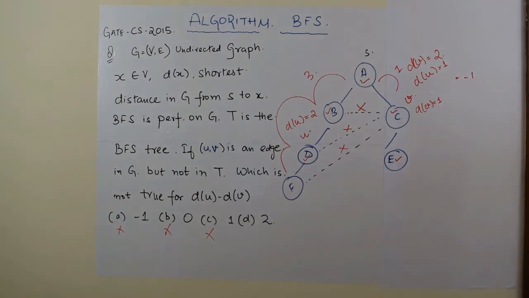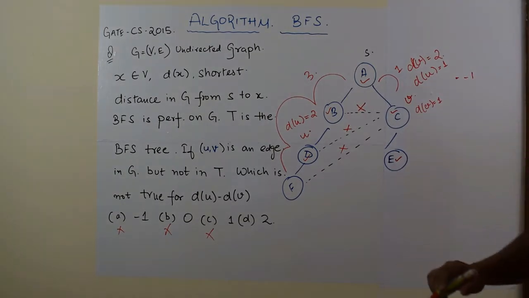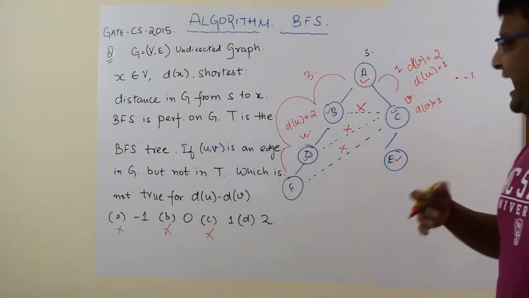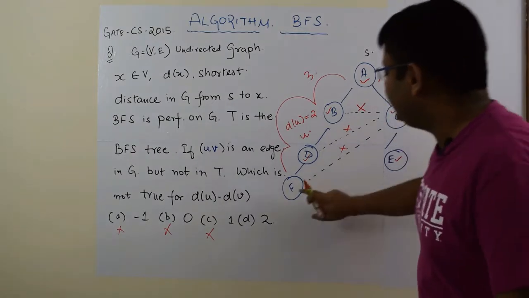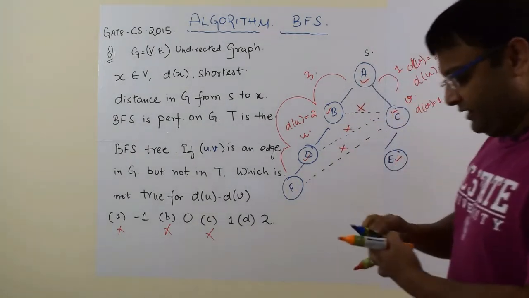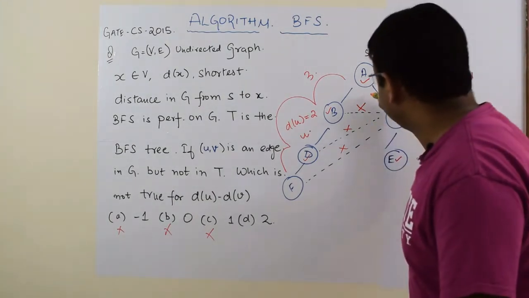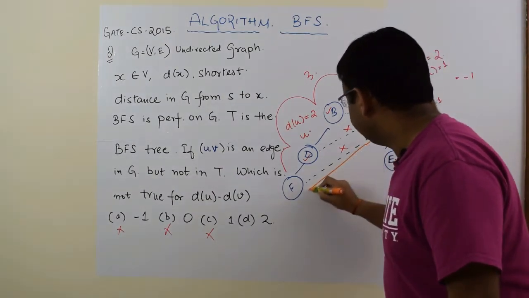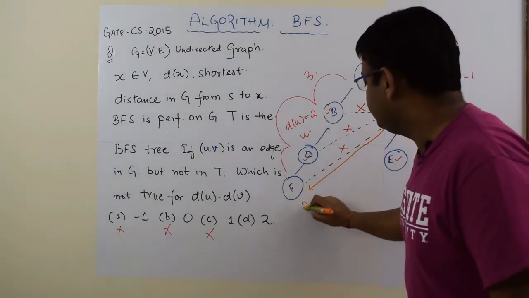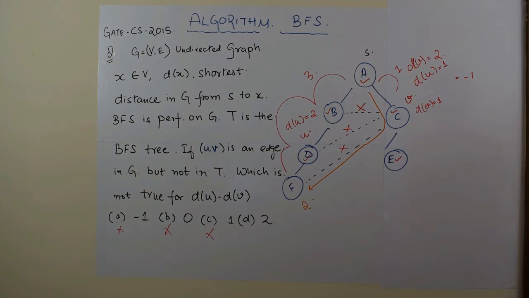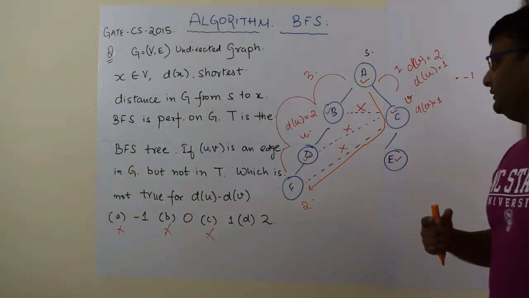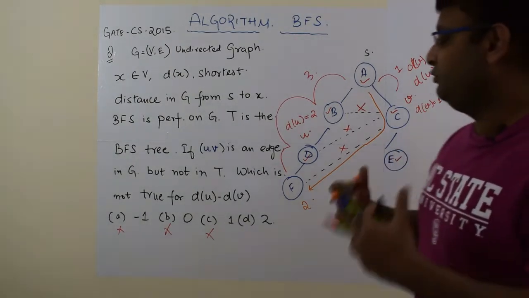But would it be possible? No. Because I am saying that 3 is my shortest distance, but I myself will be contradicting, because I can reach F from S via a shorter route. What would that route have been? It would have been nothing but this route, because the distance from this would have been 2. So I hope you are now getting the intuition.